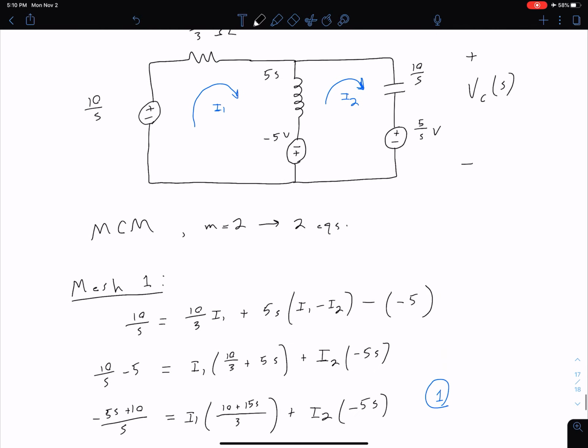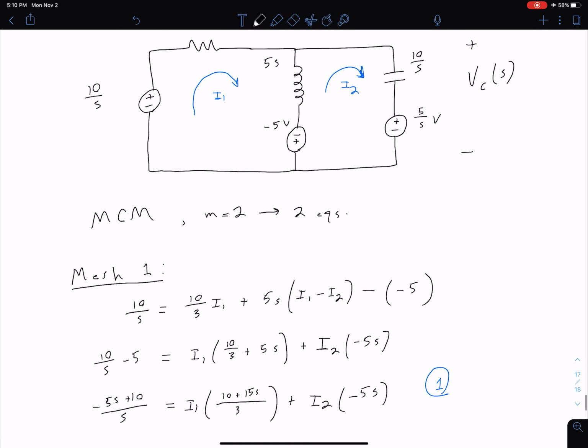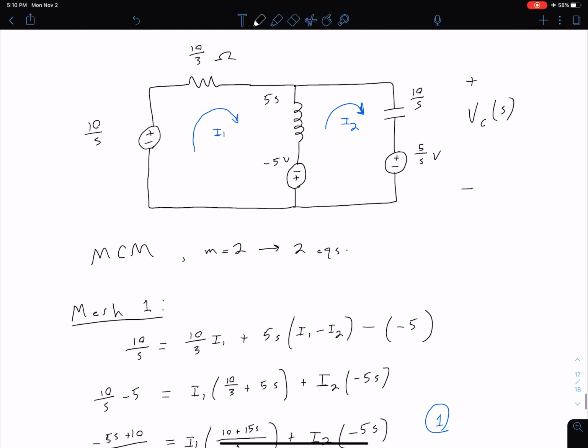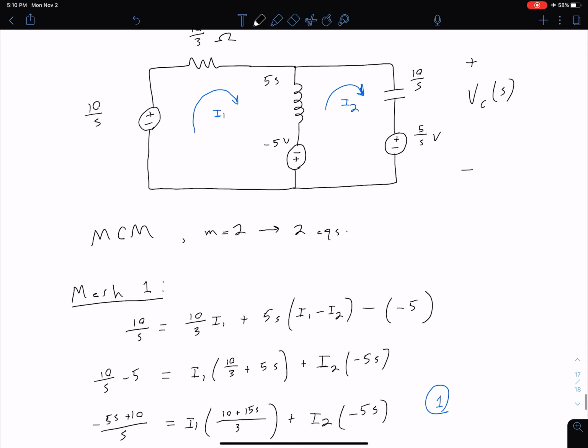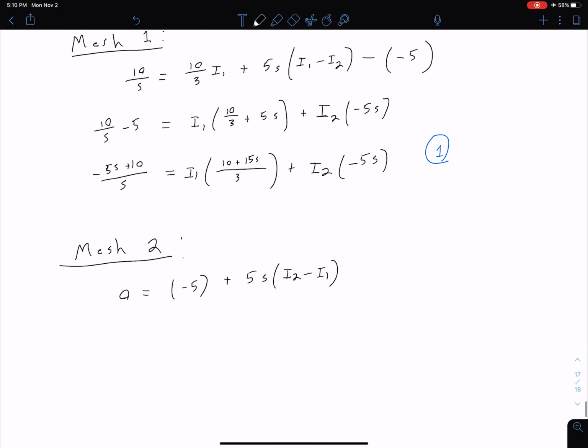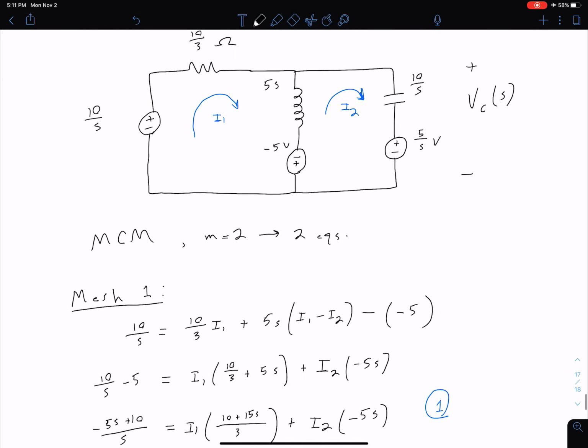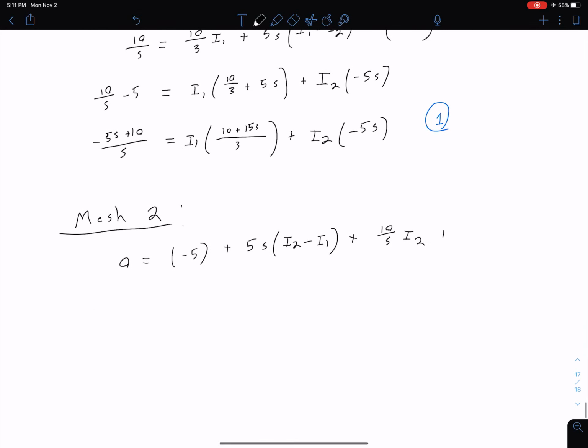So the next component we see is that inductor, which has impedance of 5S. But remember, it has I2 and I1 both going through it. So we have plus 5S. And now because we're in mesh 2, we can say I2 minus I1. The next component we see is that capacitor, which is just going to be I2 times 10 over S. So plus 10 over S times I2. And then finally, our voltage source of 5 over S, we see the positive side first, so it's just going to be plus 5 over S.